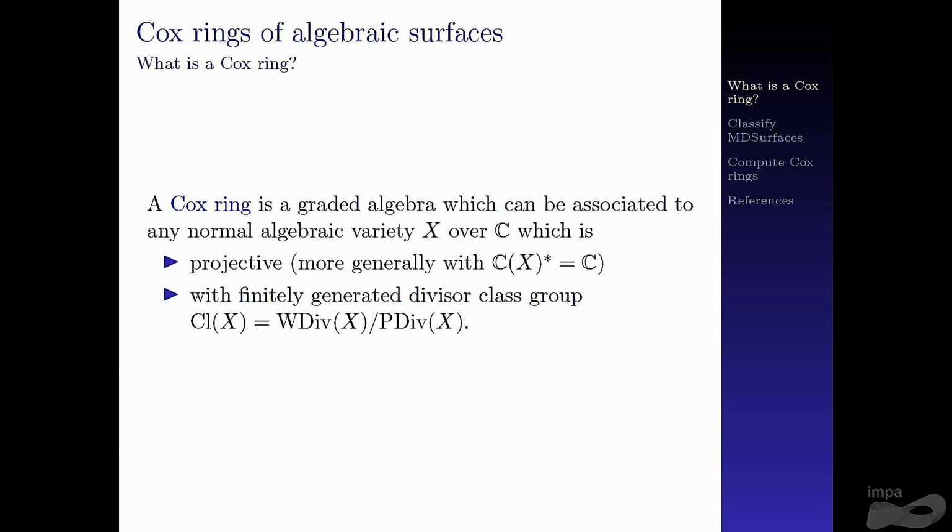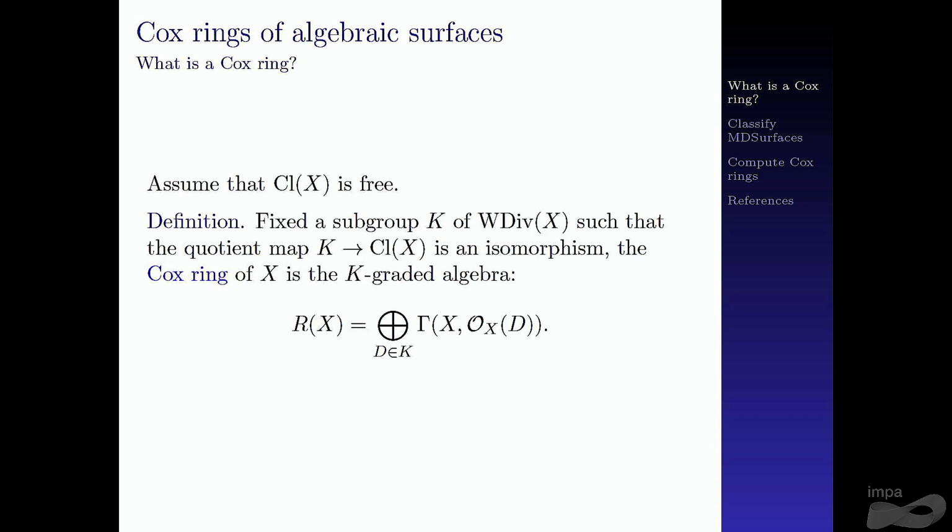So in what follows, again, I will concentrate on smooth projective surfaces over the complex numbers with irregularity 0, to guarantee the finite generation of the divisor class group. For simplicity, assume that the divisor class group is free, but this is not necessary. There is a more general definition, but let's put this condition. So the divisor class group is just a finitely generated free abelian group.